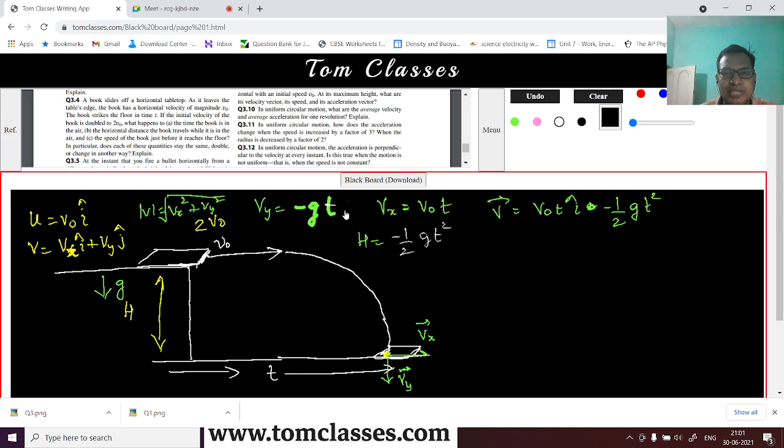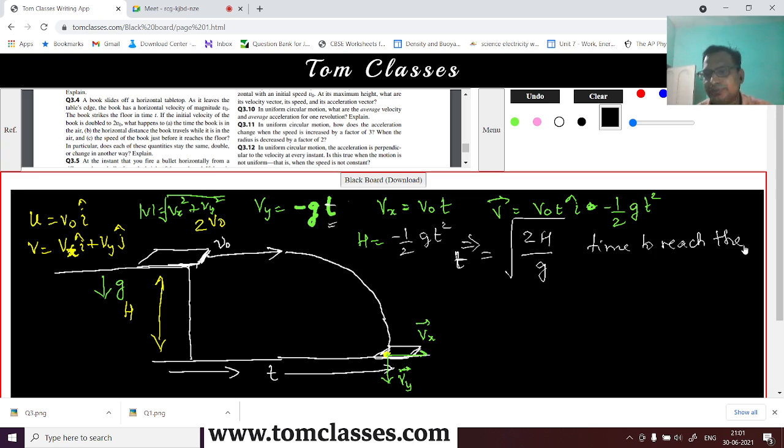Okay, and this is the time to reach the ground. Now how to find this time? Let me call this distance h. It depends upon this height, and it is asking about this. So the time is the square root of 2h upon g. So this is the time to reach the ground. Yes or no? Yes, sir.